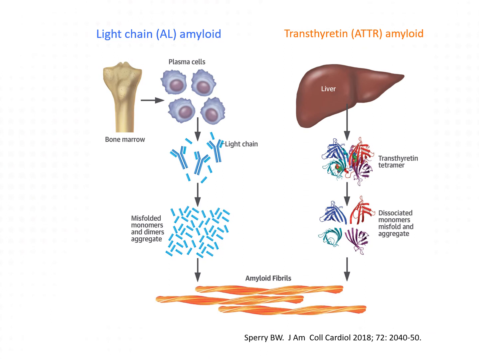There are two major types of amyloidosis that affect the heart. Light chain amyloidosis refers to a situation in which plasma cells produce monoclonal light chain antibodies that misfold. In transthyretin amyloidosis, a point mutation in the transthyretin gene leads to the misfolding and dissociation of a protein into monomers. In both situations, oligomers, protofilaments, and mature amyloid fibrils deposit in the myocardium.